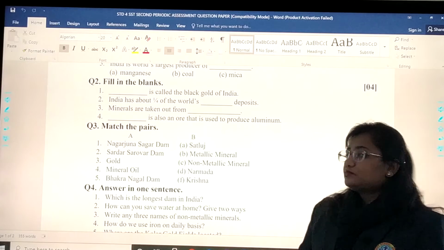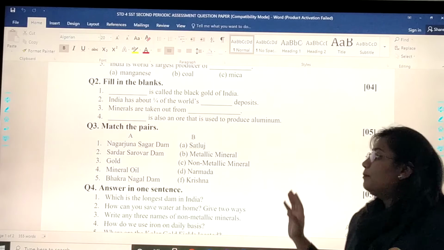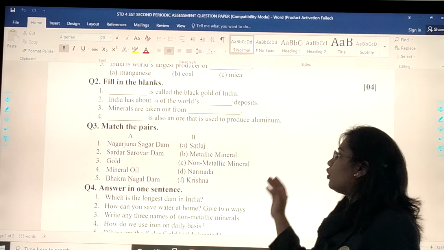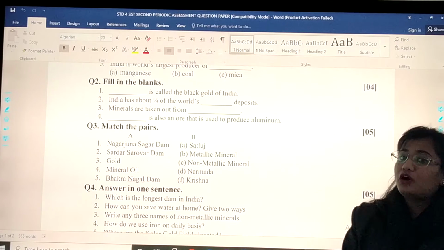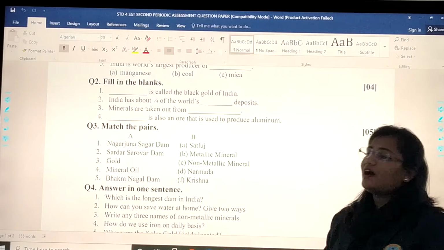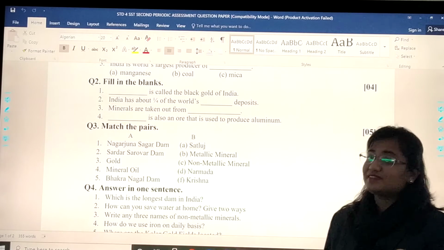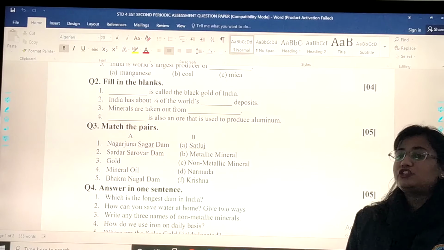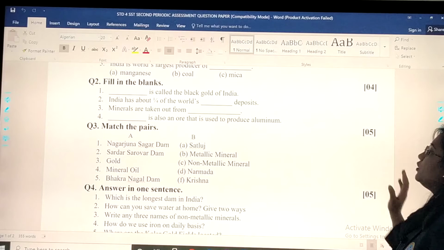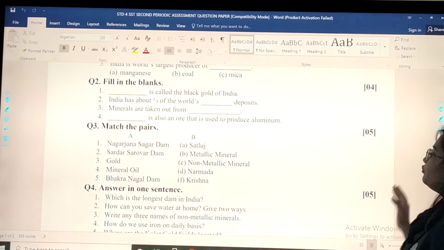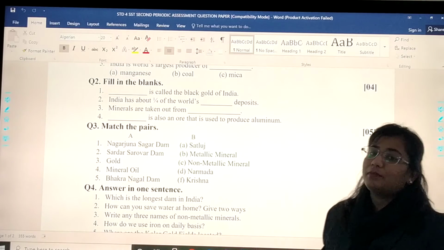Nagarjuna Sagar Dam, Sardar Sarovar Dam, gold, mineral oil, Bhakra Nangal Dam, and your column B is Satluj, metallic mineral, non-metallic mineral, Narmada and Krishna. So you will be matching the pairs, the correct pairs. Here each question carries 1 mark. So the total of your question number 3 is 5 marks. I hope you are clear till question number 3.